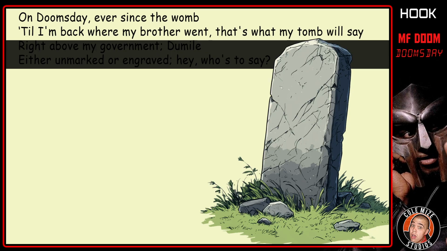"On Doomsday, ever since the womb till I'm back where my brother went, that's what my tumor say." During the first part of this song's rap hook, I believe here that Doomsday is meant to imply 2 different days: Doom's birthday and his death day. When he says "till I'm back where my brother went," he's talking about reuniting in the afterlife with his deceased brother, who was killed by a car while crossing a street 6 years prior to the release of this song.